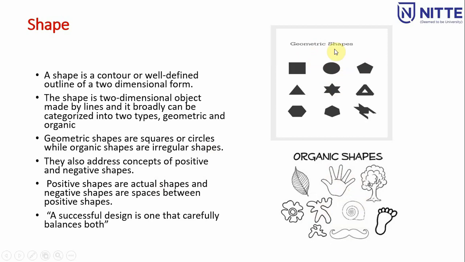Positive shapes are actual shapes and negative shapes are the spaces between these positive shapes. A successful design is one that carefully balances both. Talking about positive and negative shapes, I will be discussing this in the other element called space, so we will be able to understand it better.